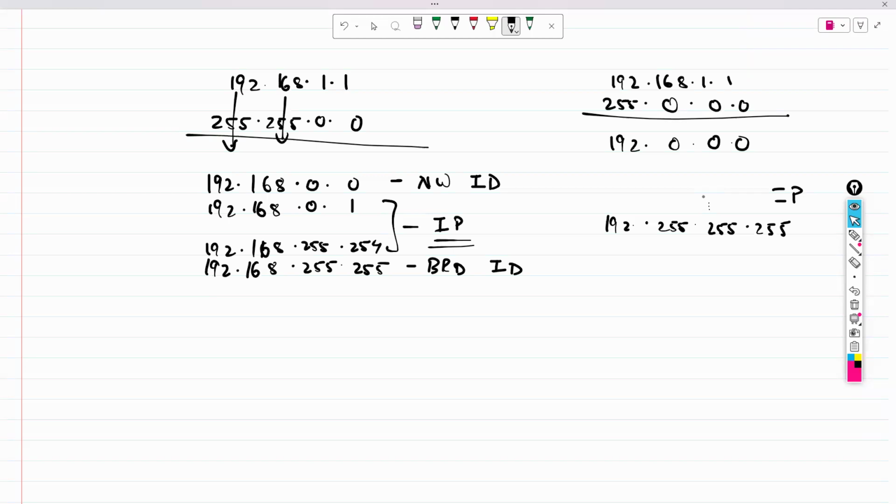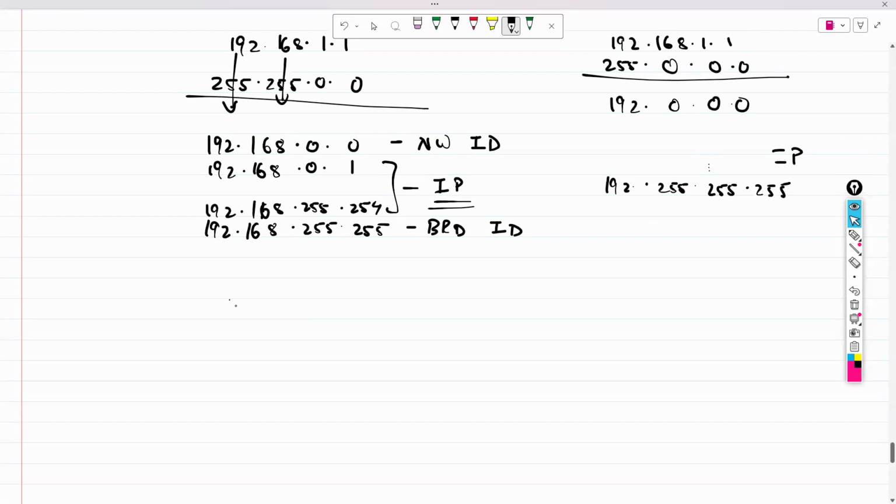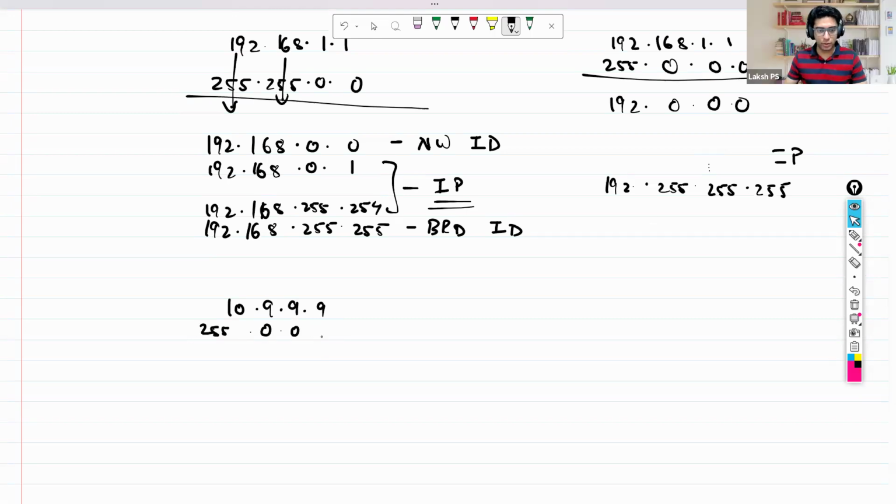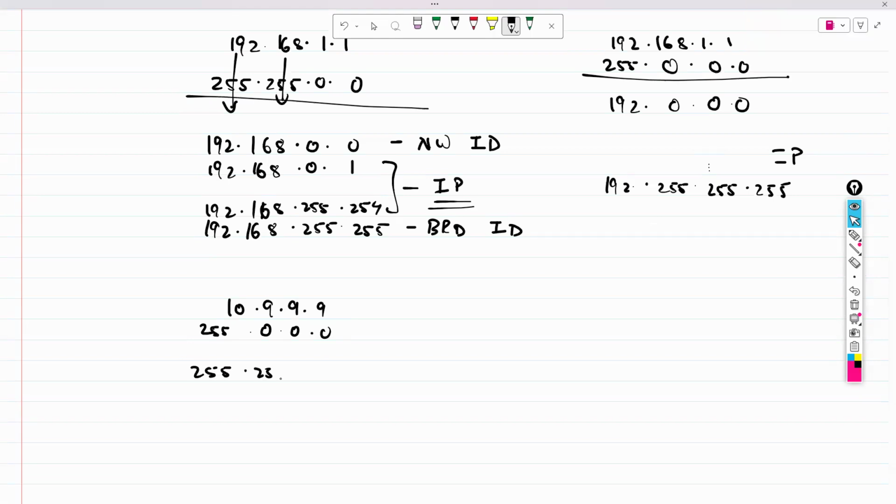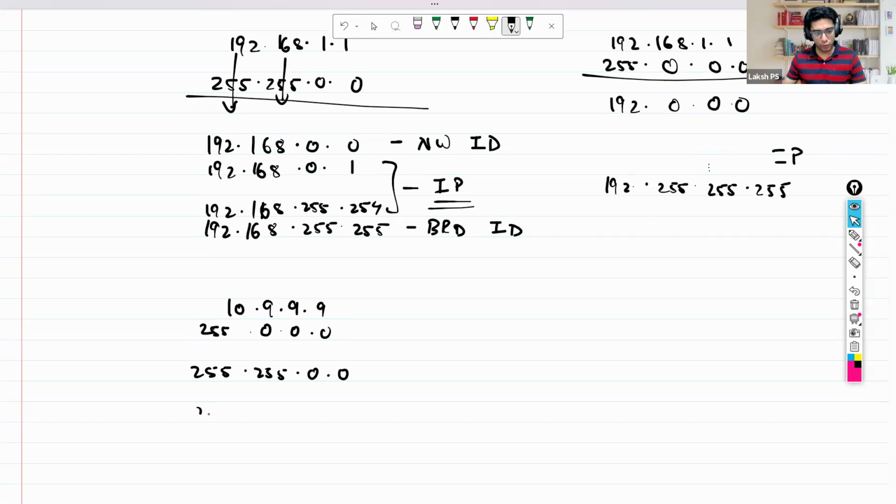So if you do 10.9.9.9, that also we can use, with 255.0.0.0. Or 10.9.10 in this case also we can use the same thing. You can have this IP address, or you can have 255.255.0.0 as well. You can have or 255.255.255.0 as well.